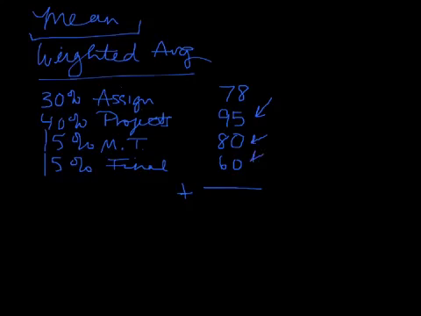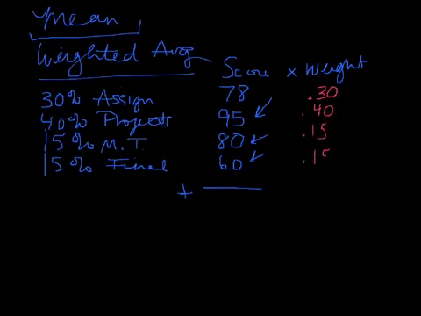So weighted average goes like this. You've got your scores, and you're going to multiply your scores times their weight. The weights in this example are your percentages, and you're going to convert those to decimals. So the assignment, 30% is 0.30. Projects, 40% is 0.40. 15% is 0.15, and 0.15, okay? So one at a time, multiply the score times its individual weight.